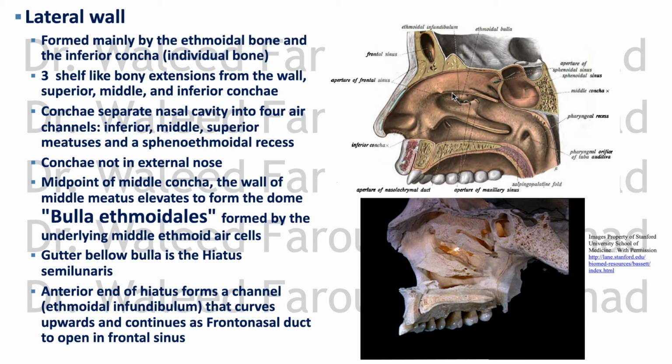Now, the anterior ethmoidal air cells either open separately in the hiatus semilunaris at the anterior part or join the infundibulum and the frontonasal duct to open in one opening.